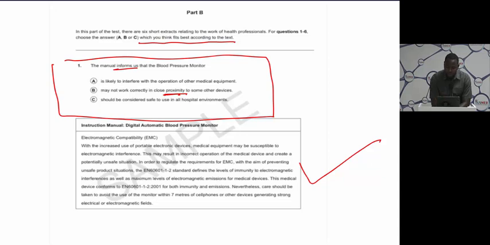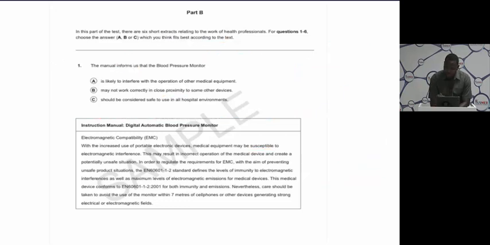With the increased use of portable electronic devices, medical equipment may be susceptible. A very dangerous word, susceptible. When you say something is susceptible, that means they are likely to be affected. A synonym of susceptible may be vulnerable or prone. How do you spell prone? Let me write prone like this, or we can have vulnerable like that, as you can see on the screen. Let me clear the screen a little bit. I think you have understood what we're talking about.